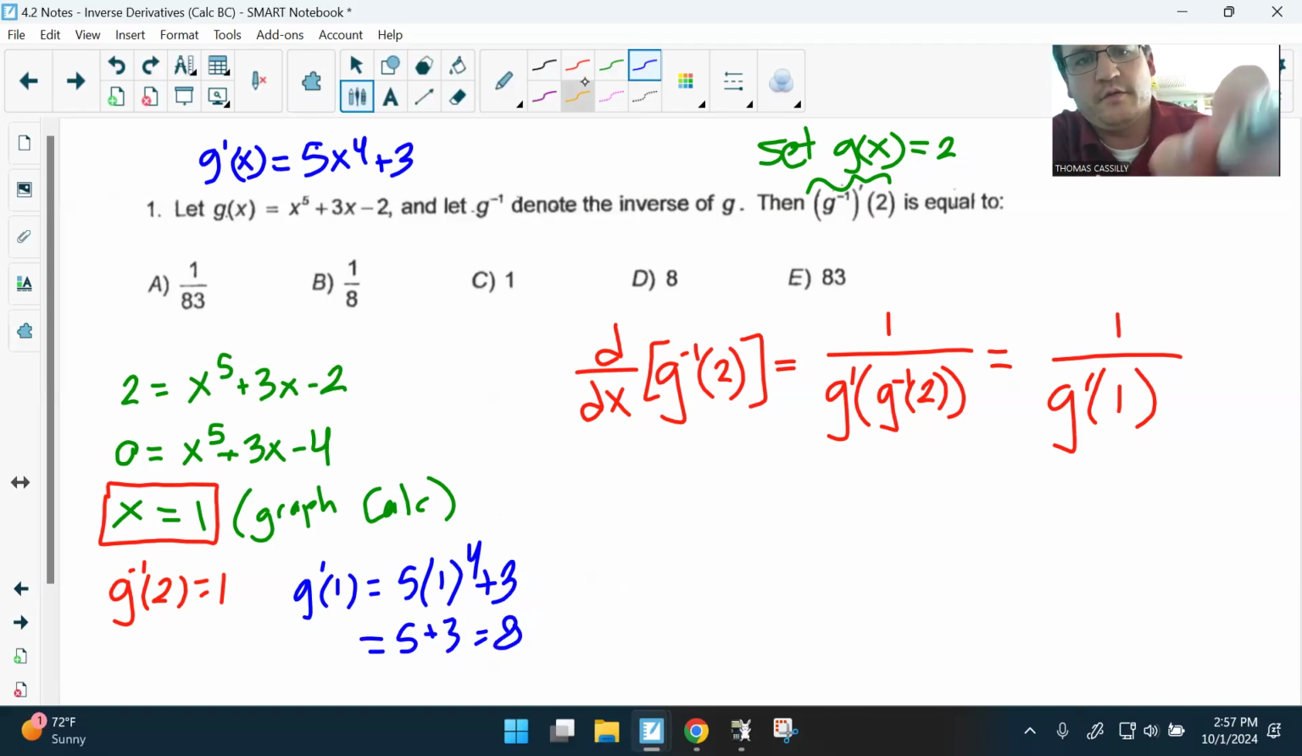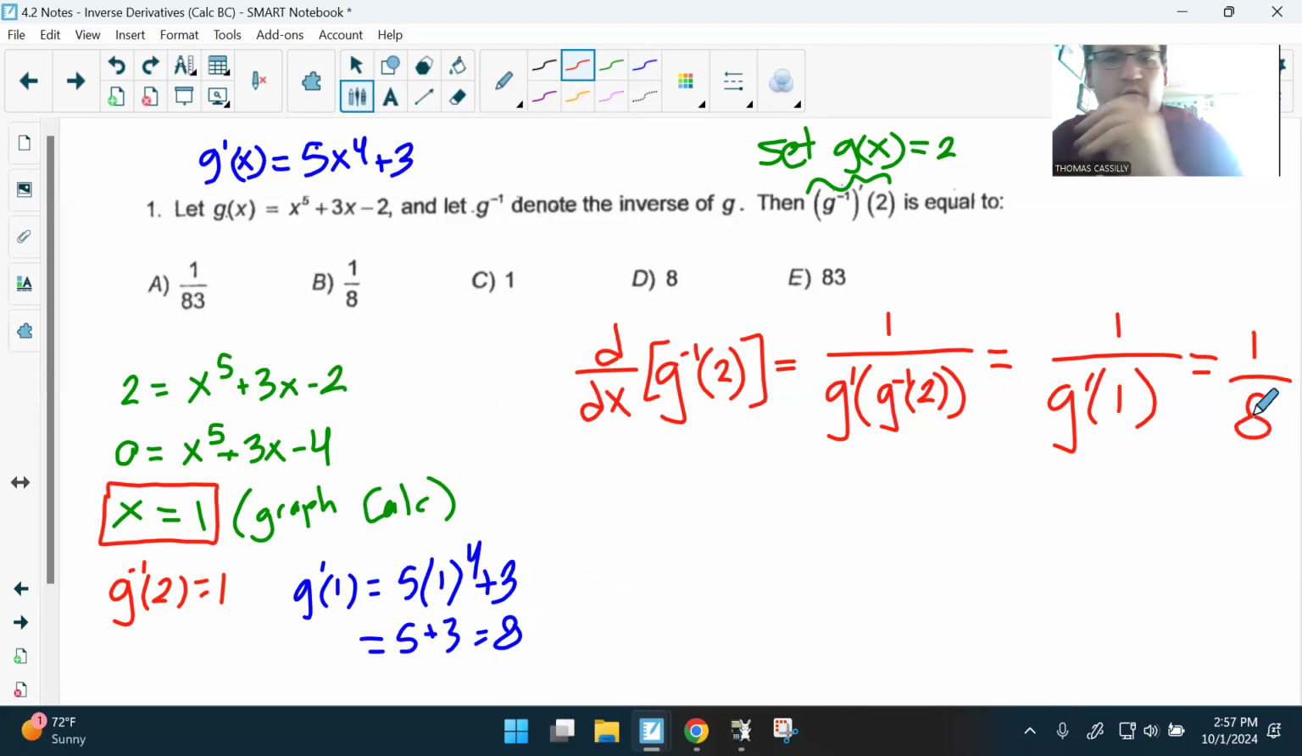So this turns into 1 over 8, which is letter B. And there we have it. That is the derivative of the inverse evaluated at 2.